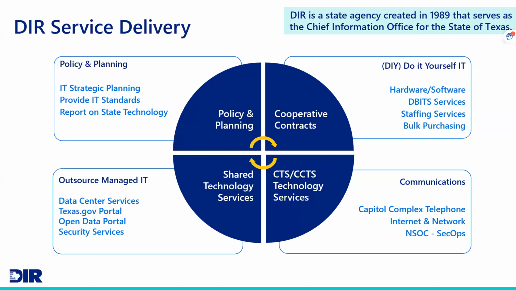We also do communications for the state as well. First of all, we manage the Capitol Complex telephone system for agencies in and around the Capitol here in Austin, as well as the Capitol building itself. We also provide internet and network security operations, making sure that those networks are kept safe. And then again, security operations is a large responsibility for DIR. We need to make sure that those bad actors are kept out of the state's and our customers' databases.